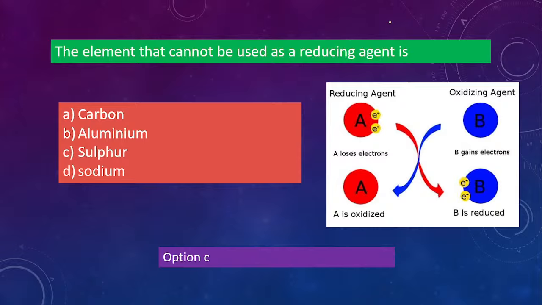So out of these, option C, that is sulfur. Sulfur is not a reducing agent. It is an oxidizing agent. What is the charge of sulfur? Sulfur 2 minus, right? So that's how you should remember. Always remember, cations lose electrons, and anions will be the oxidizing agent because they gain electrons. Okay, so keep this in mind or keep a note of it.